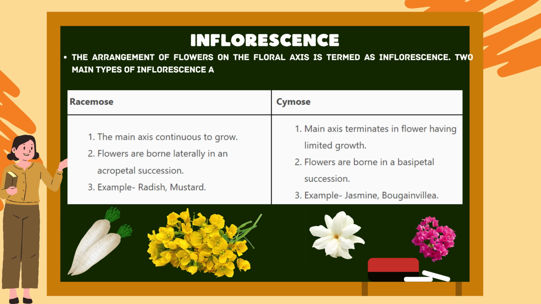Racemose: the main axis continues to grow. Flowers are borne laterally in an acropetal succession. Examples are radish and mustard. Now let us discuss cymose.